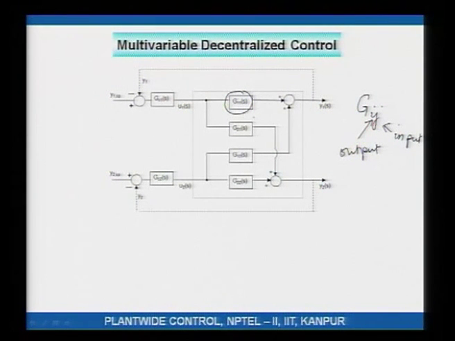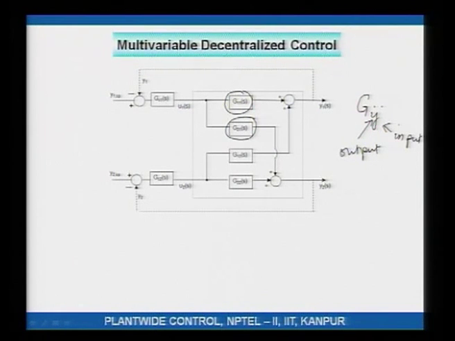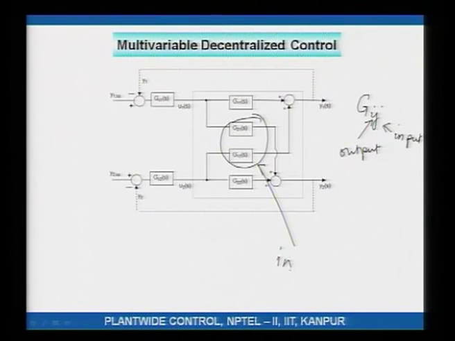If I look at g21, what is this? This is effect on output 2 of input 1. You can see this is the effect on y2 of u1. So, that is referred to as g21. Similarly, g12 is effect on output 1 of input 2, that is effect on y1 of u2. You can see that these two, g21 and g12, are the interaction terms.